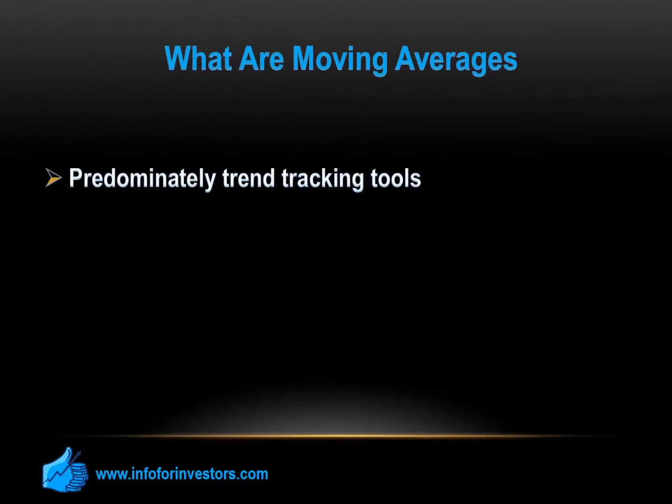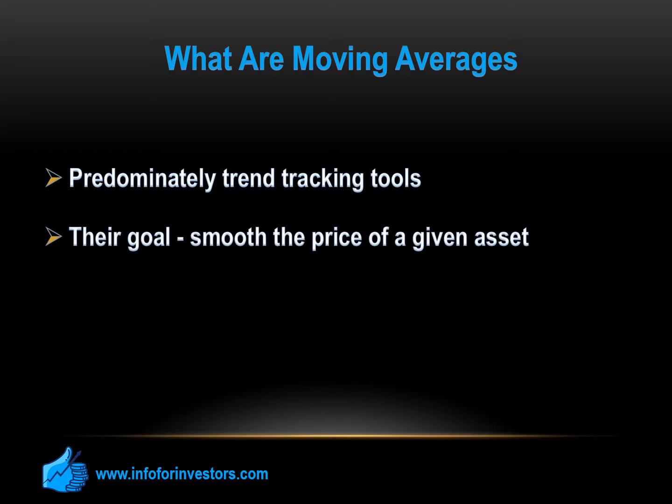They display the average price over a given period. Their goal is to smooth the price of the given asset, to avoid what is called the noise of the market, to better reflect market participants' sentiments at a given time. They can also be used as support and resistance levels to generate buying and selling signals. This happens if prices break through or below the moving averages, or with a moving average crossover system.